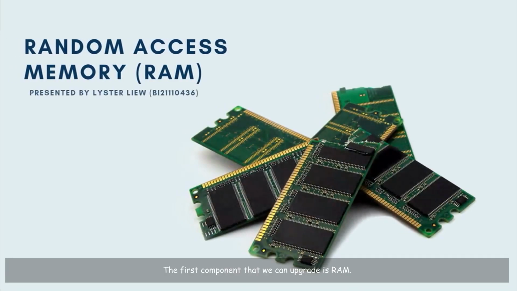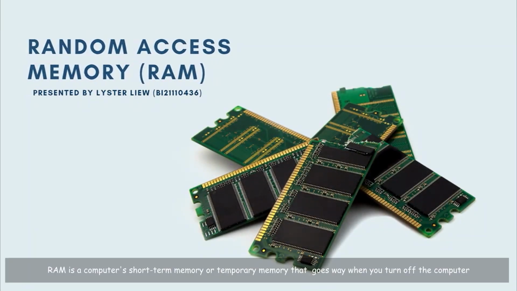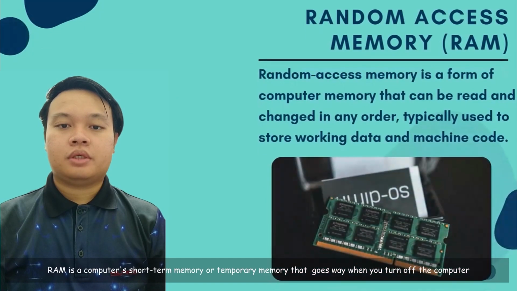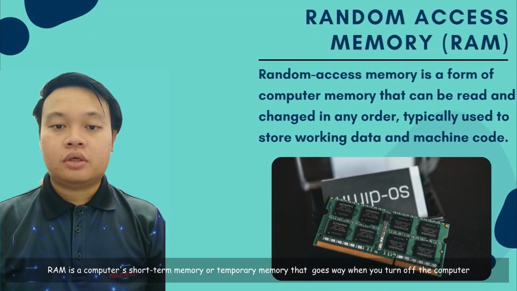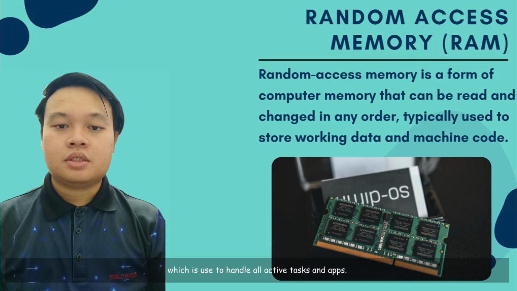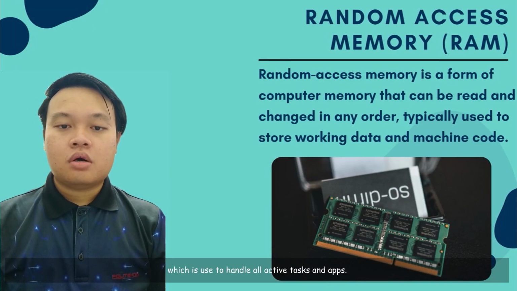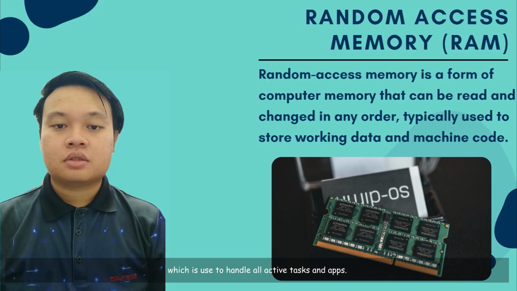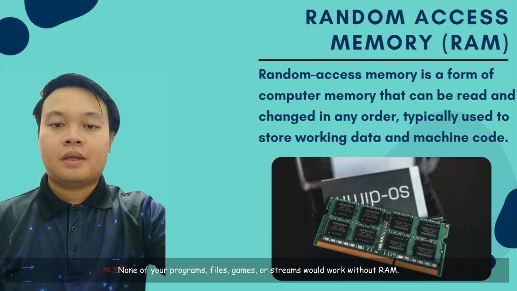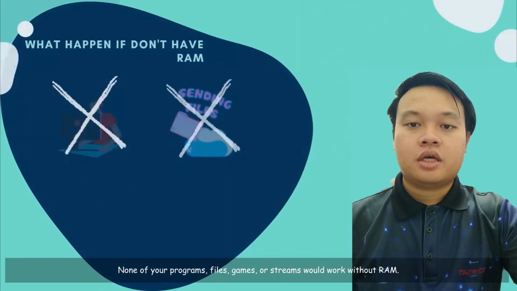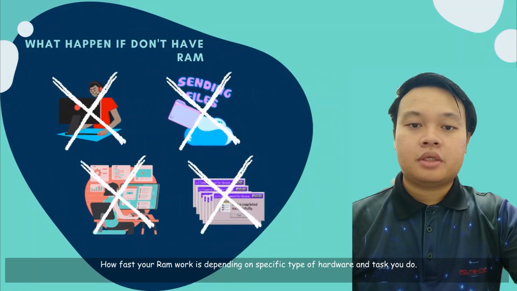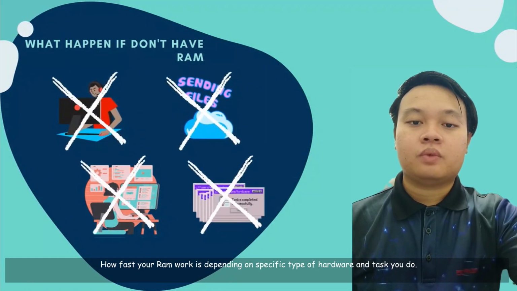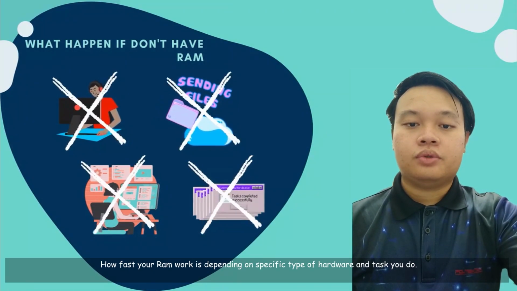The first component that we can upgrade is RAM. RAM is a computer's short-term memory or temporary memory that goes away when you turn off the computer, which is used to handle all the active tasks and apps. None of the program files, games, or streams will work without RAM. How fast your RAM works depends on the specific type of hardware and tasks you do.